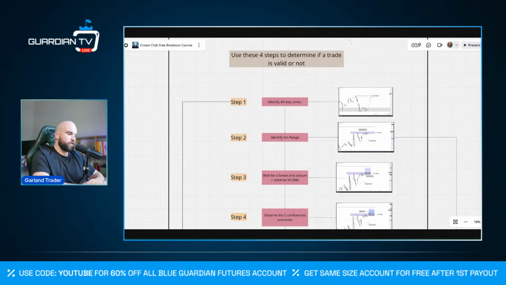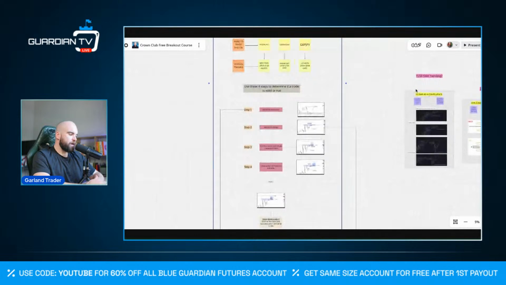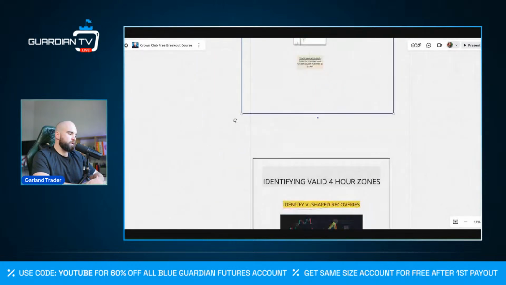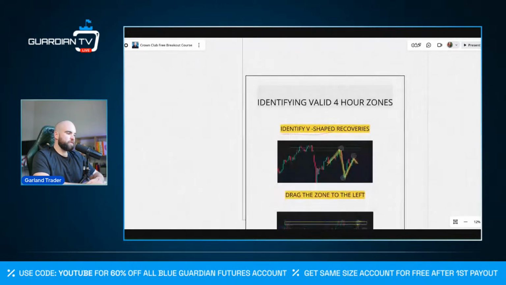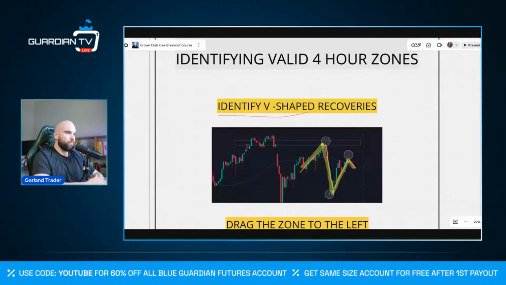Okay. So when it comes to trading range breakouts, how do I determine a valid zone? Once again, you want to be mindful of the 4-hour time frame when you're getting into trades. The first thing you're wanting to do is identify V-shaped recoveries, which is simply just areas where price pushed aggressively into and pushed away from. You can mark them on like this, okay?